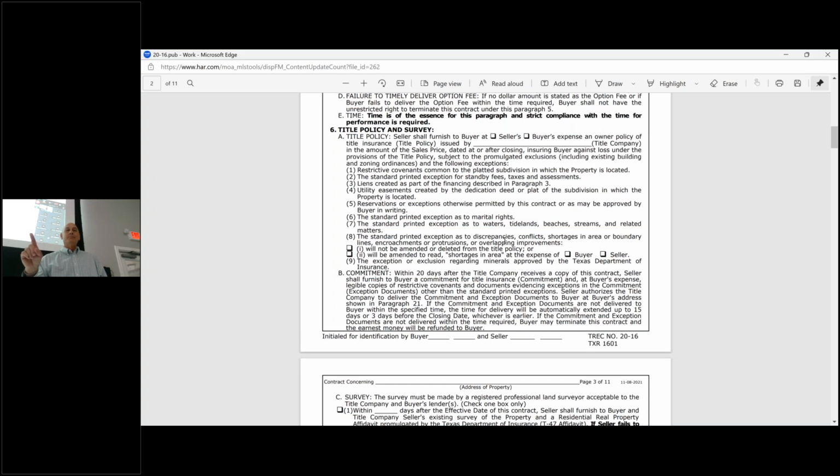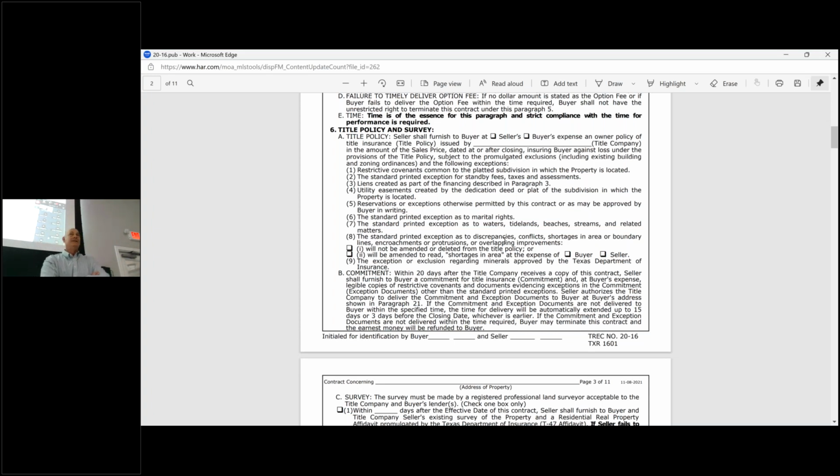Minerals. Nope. What does it say? Read it right there. Nope. Shortages in area. Look at paragraph 2. Will be amended for this additional premium price to read shortages in area. 99% of agents misunderstand that. They think if we pay for the additional title policy, we get the premium coverage, that it's going to cover shortages in area. Is that what that says?